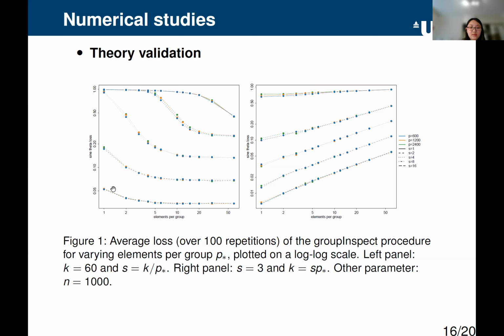So in both these 2 settings, we run the simulation for different P values and different signal values. S in the legend here is the signal size, but S in the caption is the group sparsity. So we first look at the plot on the left panel. We can see that the loss initially decreases linearly with the elements per group P star and eventually plateaus.